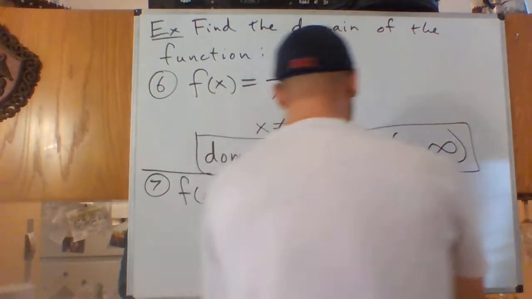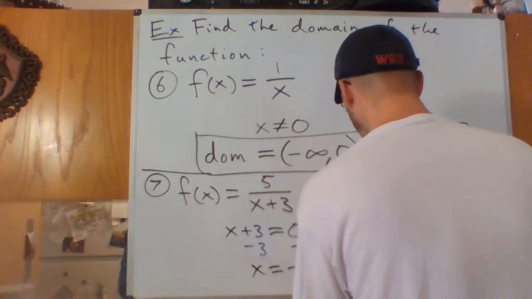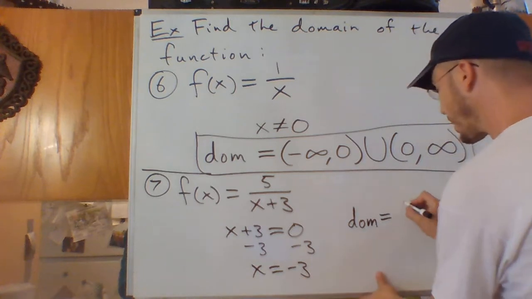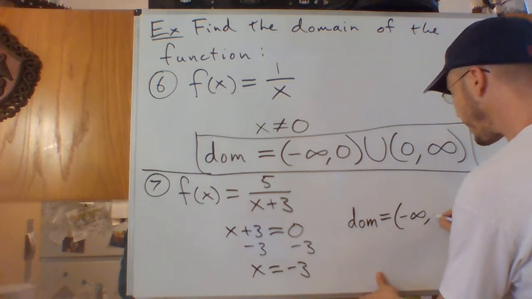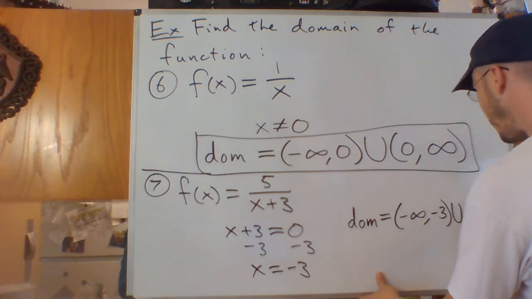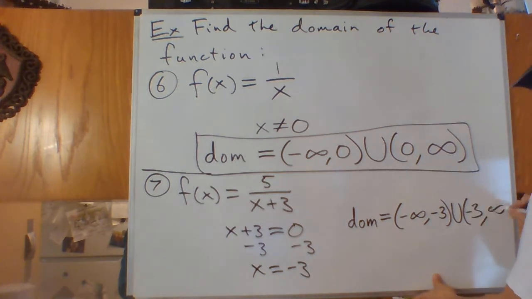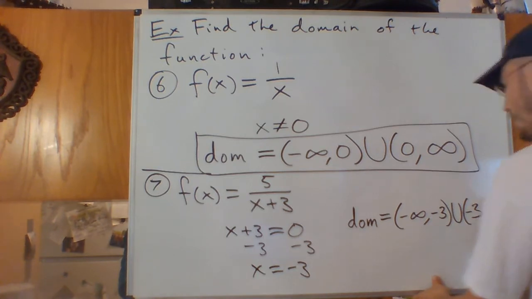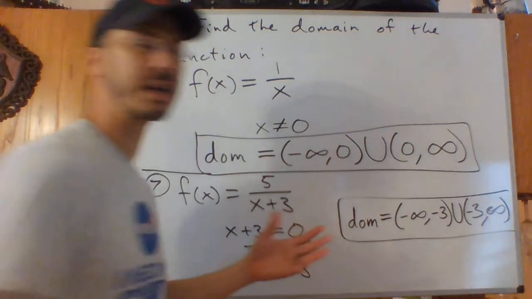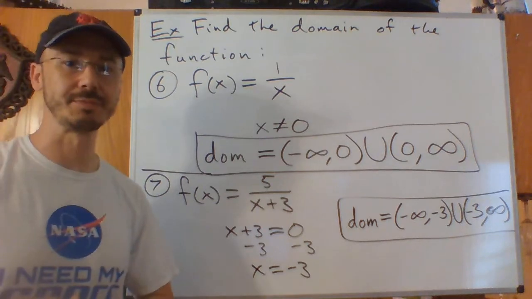The domain is all real numbers except for -3, which I would write as negative infinity up to -3, union with -3 up to infinity, which is the whole real number line except for -3.